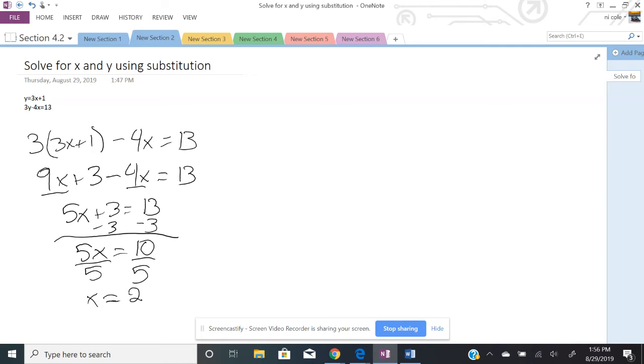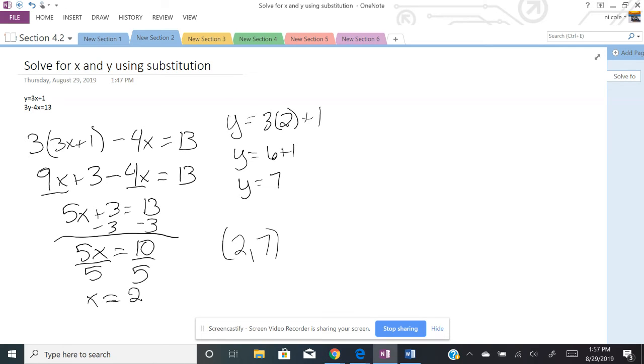All right. And then the next one, so that's really the hard work. Finding the first variable is the hard work, but the second variable is just as important. So I'm going to use the first equation to find y. y is equal to 3 times 2 plus 1. So y is equal to 6 plus 1. y is equal to 7. Okay, and I think when you give this answer, you're going to have to do (2, 7) to enter it as a point, just like you would graphically, because it is set up as a point.